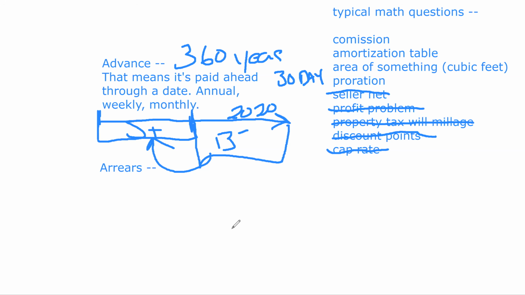So if it's in advance, do we count the buyer's days? Very good question. If they're asking you, what is the buyer going to be charged, or who owes what, that would be the buyer needs to be debited. You need to include the day of closing as responsibility of the buyer, and then credit that to the seller. Debit is a charge, credit is a plus. Plus credit, minus debit, okay?